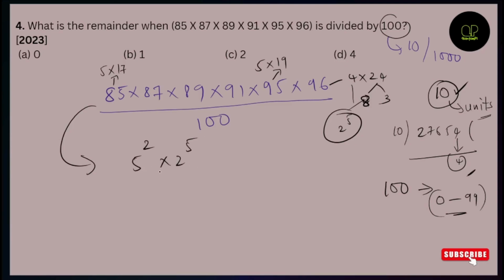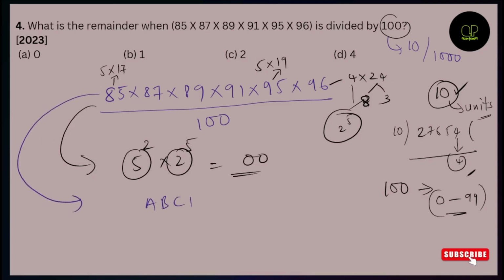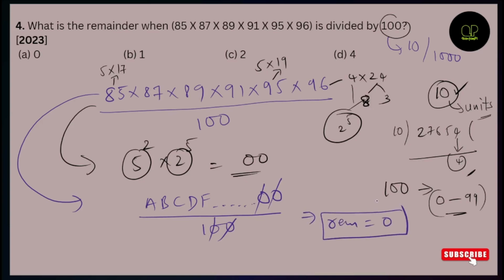So how many zeros would I get in this product? Each 5 and 2 will give you one 0, right? So you have two 5s and two 2s. Anyway, you'll get 2 zeros at the end. So this product is a very big number with the last 2 zeros at the end. Divided by 100, it is exactly divisible. So your remainder would be 0. Clear? Okay, now let's move on to the next question.